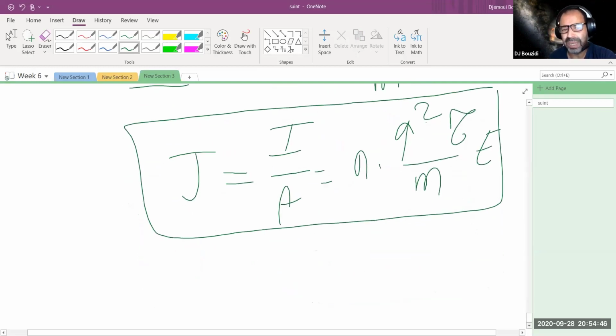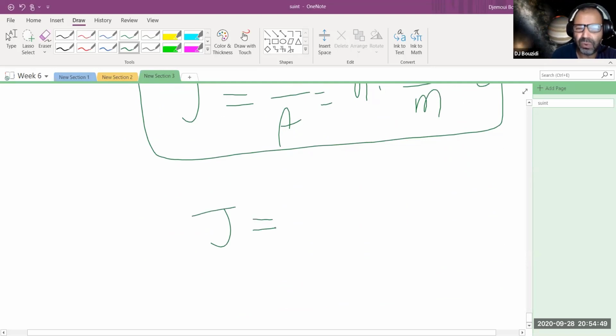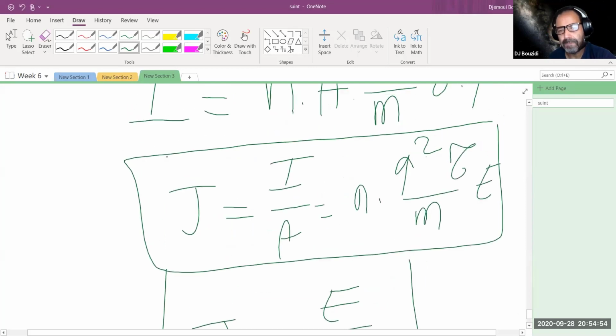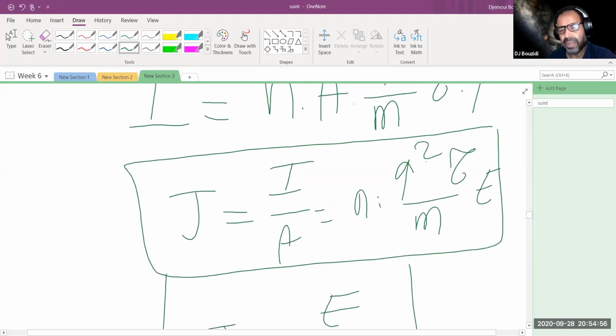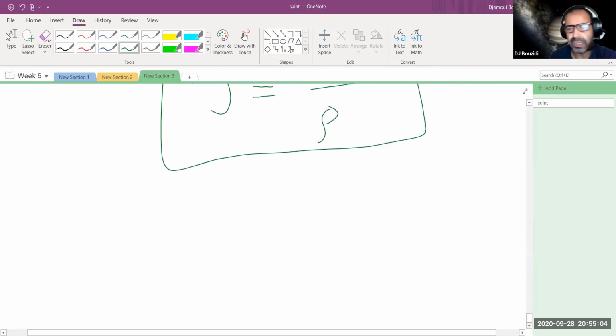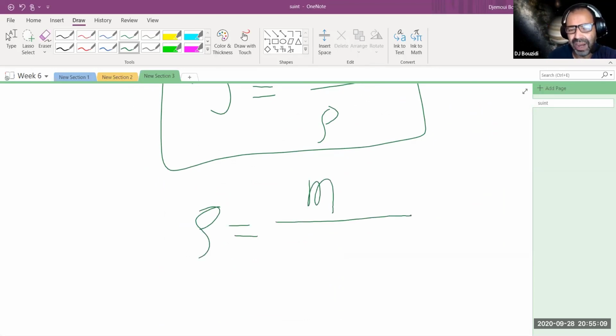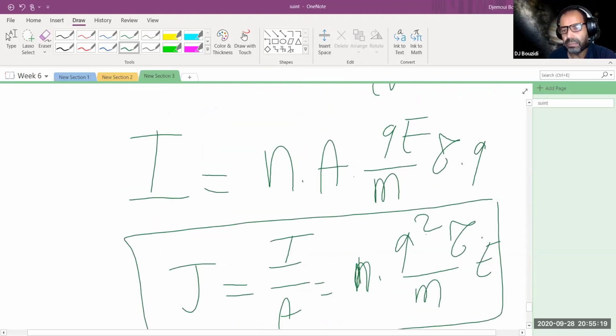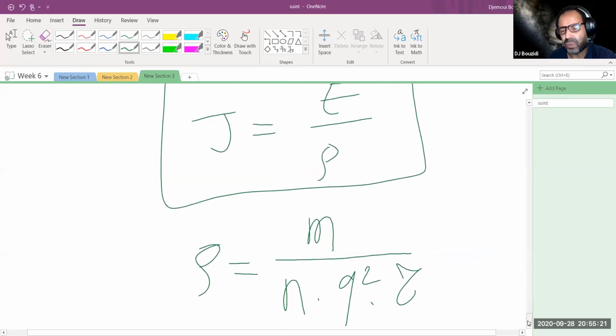Ohm's law says basically that J is equal to E over rho. That gives me an explanation of what rho is. So rho is m divided by n times q squared times tau. So the resistivity must be the mass of the charge carriers divided by their number per unit volume times the carrier charge squared times tau, the average time between collisions.